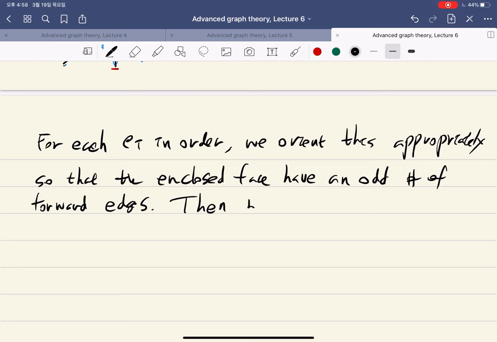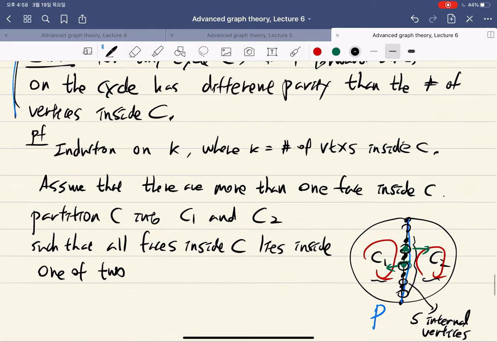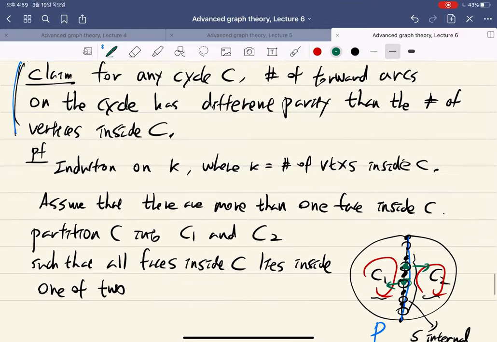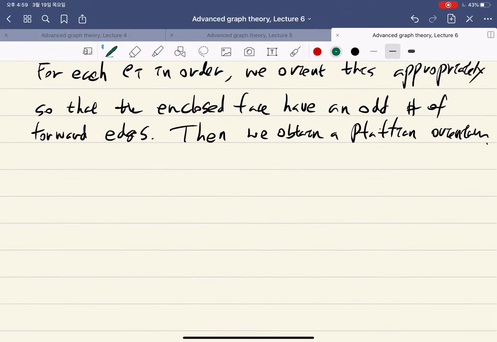Then we obtain a Pfaffian orientation, because at the end we can make this condition satisfied for every internal face. We don't care about the outside face. The number of edges in clockwise direction is odd, then this lemma makes sure that the resulting orientation is Pfaffian.